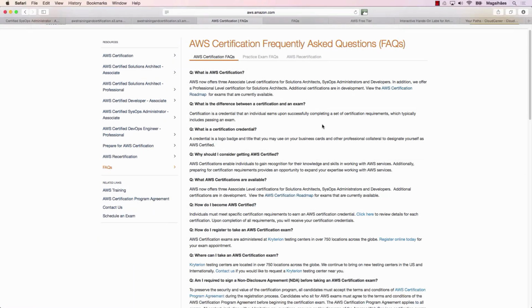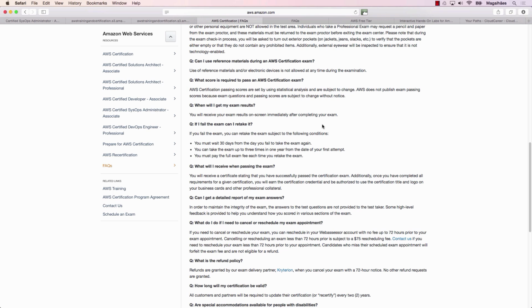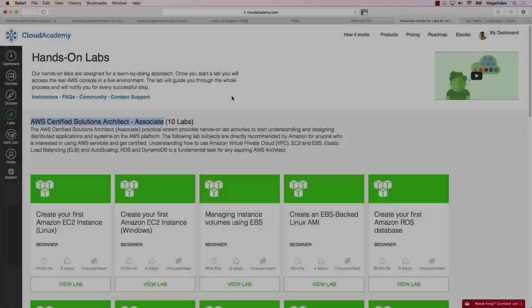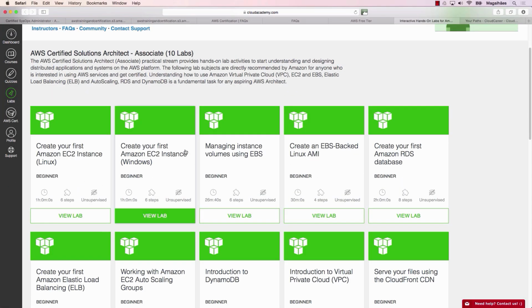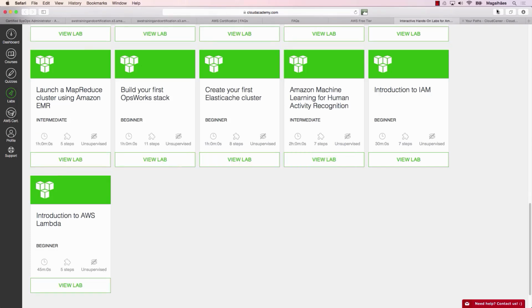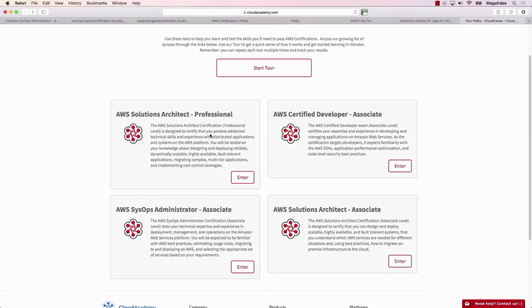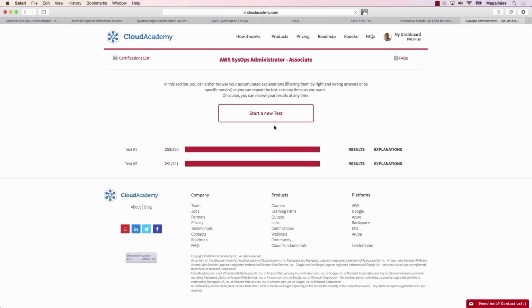Also, the certifications have their own FAQs, and I want to show you this question. Yes, AWS doesn't tell us the passing score. I would recommend you aim for at least 70%, just like the Microsoft exams. Take some time on these labs. They're very helpful. Also, do the certification prep questions at least twice. It's very useful to compare how much you've improved over time, and we're always updating these questions.